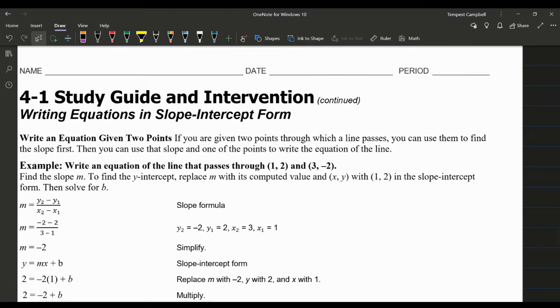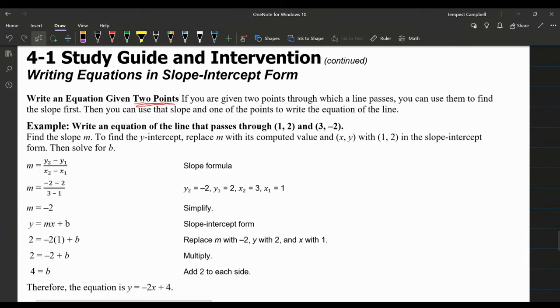So we're going to write an equation given 2 points. So now we're given 2 points. That means we have to figure out our slope, and then we're going to do the same thing we did. So the only step we're adding is the fact that we have to use m equals y2 minus y1 over x2 minus x1. So we're going to write an equation of the line that passes through (1, 2) and (3, negative 2). So we're going to find the slope.